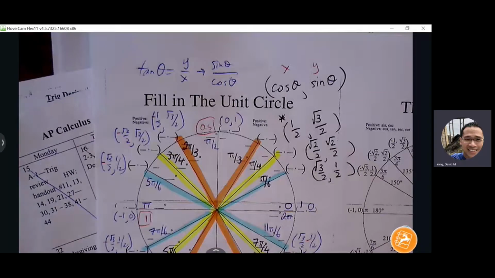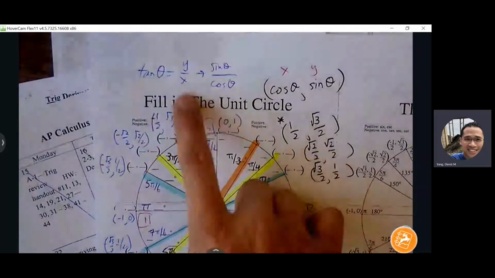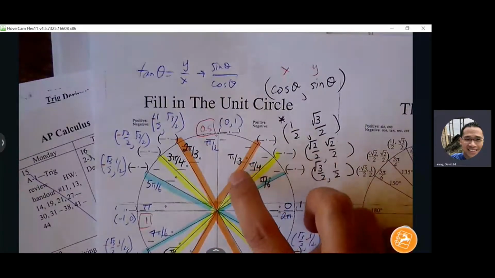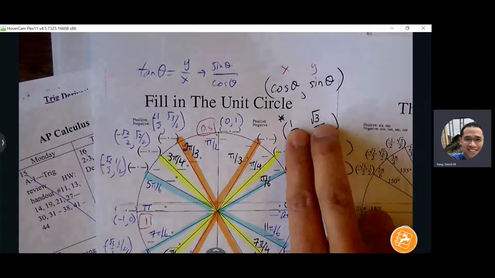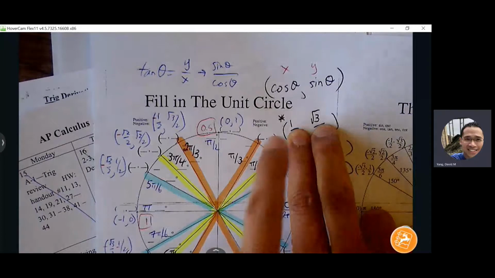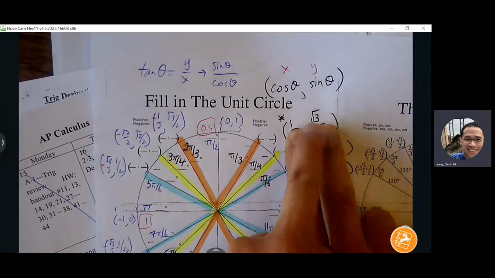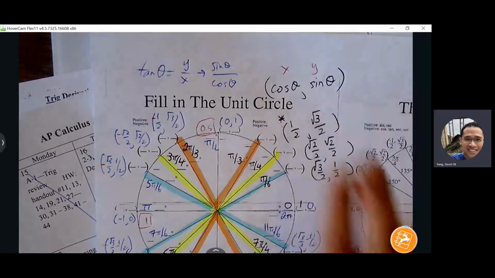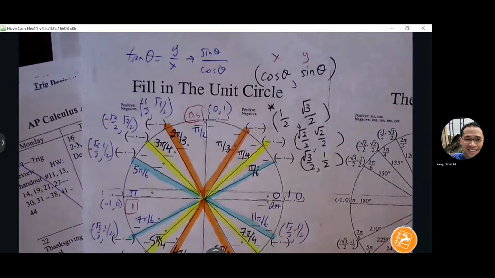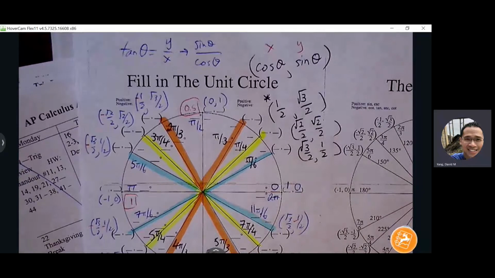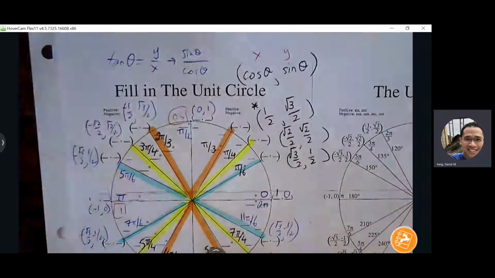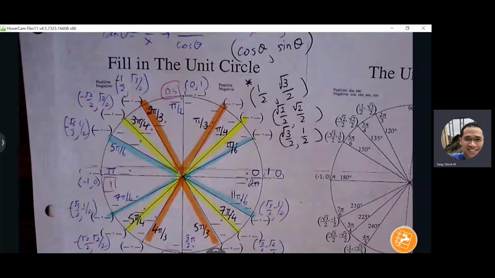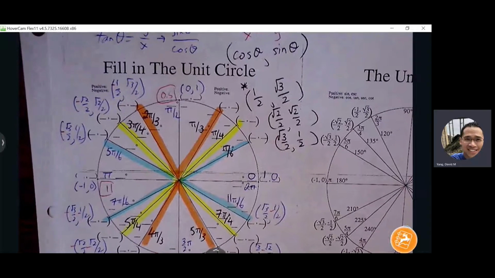that's going to be your tangent value. If I'm looking for cotangent, then cotangent is just going to be the reciprocal. It's just x over y. So if I want to find the cotangent of pi over 3, cover up the denominator, and I just go x over y. So 1 over root 3. So that's the cotangent of pi over 3. Okay, so hopefully that review was beneficial to those of you who needed a recap of unit circle.